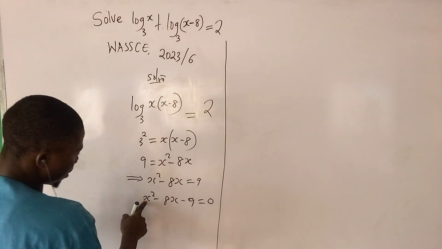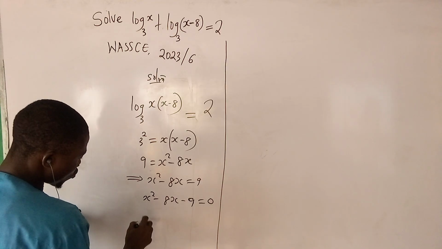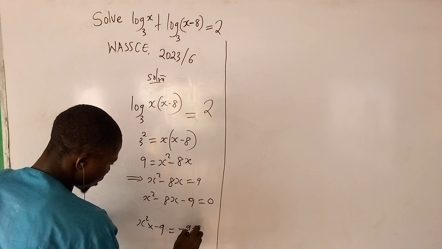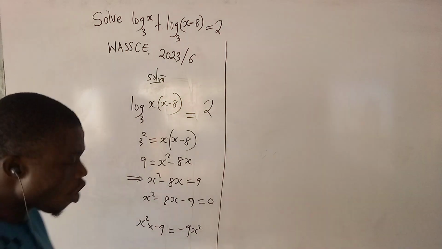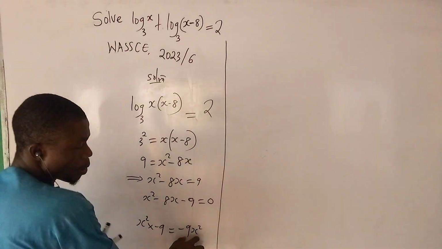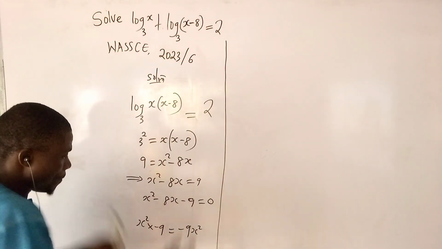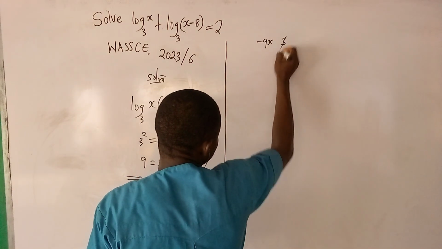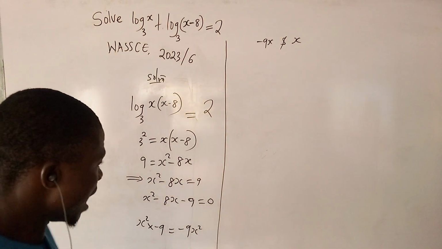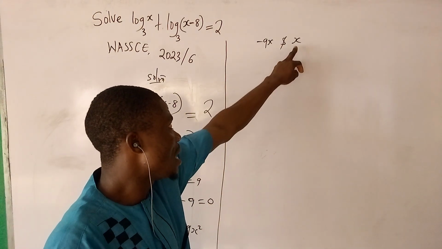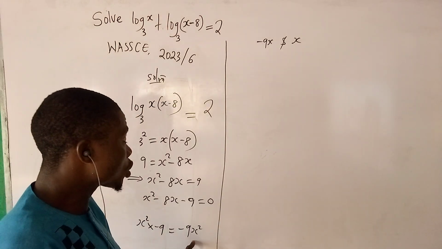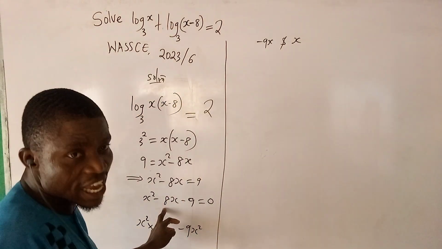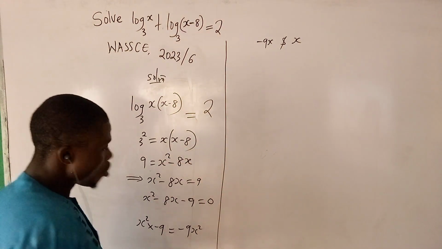But first of all, you have to multiply the x squared by minus 9, and you get minus 9x squared, right? So the two terms that will give you this by multiplication and this by addition must be minus 9x and plus x. Yes, because minus 9x times x is minus 9x squared, and minus 9x plus x is minus 8x. So these are the factors.